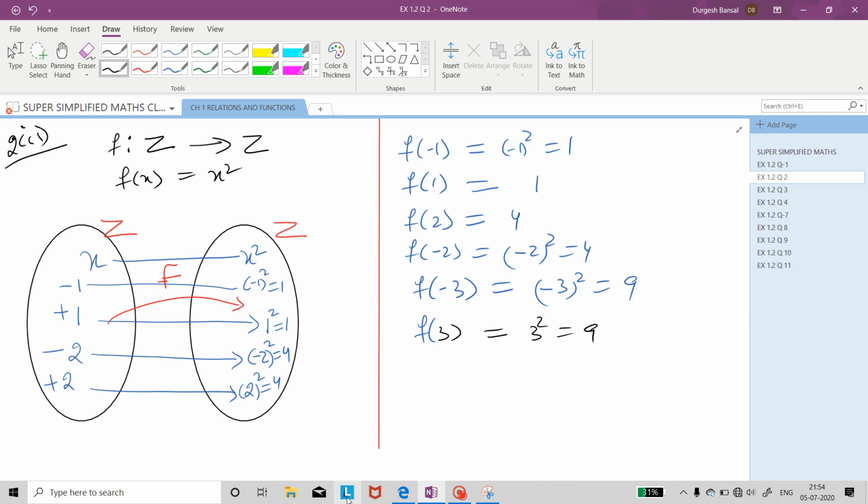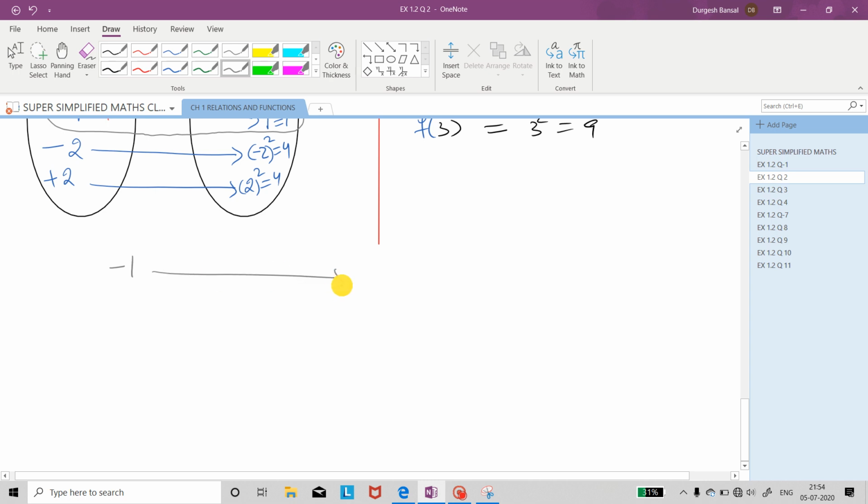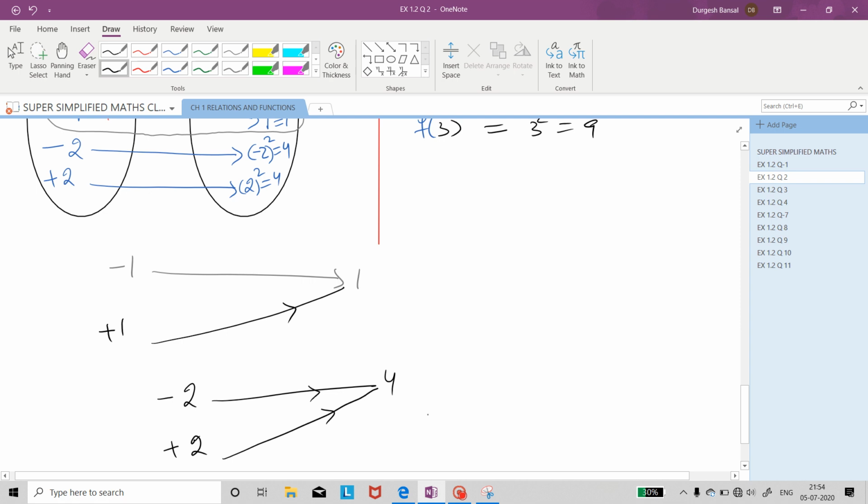So what I am observing is that two elements have got the same image. -1 and 1, these are the two elements, but their image is the same. You can see -1 is mapped to 1, +1 is also mapped to 1. Similarly, -2, its image is 4, but +2, its image is also 4. So what do you think? Such functions, are they 1-1 functions?